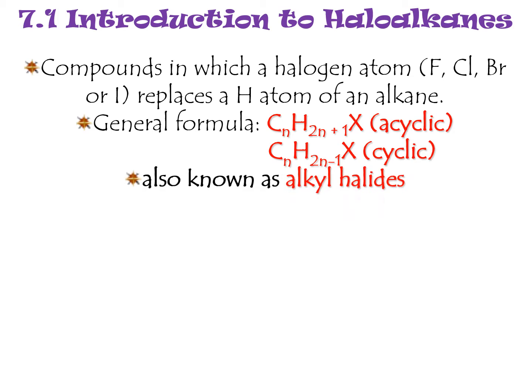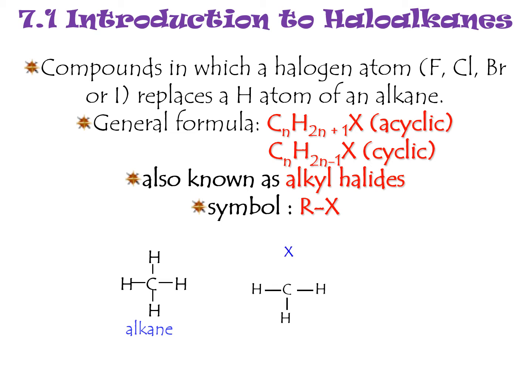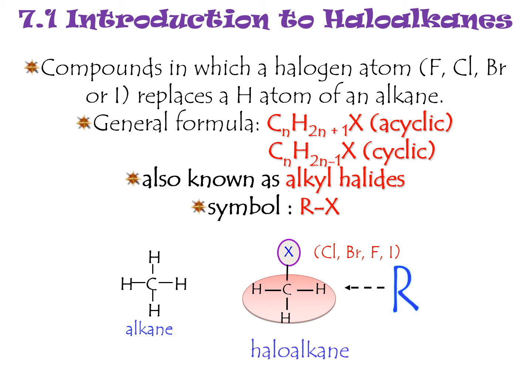Haloalkane, also known as alkyl halide, has the symbol RX, where R is an alkyl group and X is a halogen. This is an example of an alkane compound that contains one carbon atom. If we replace one of the hydrogen atoms in the alkane compound with halogen X, it will become a haloalkane.